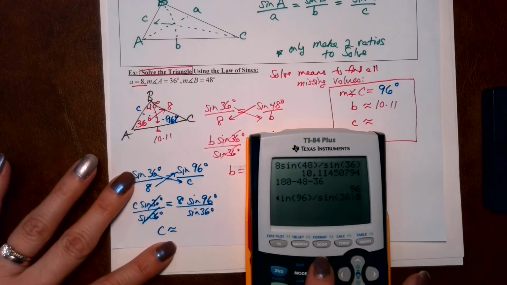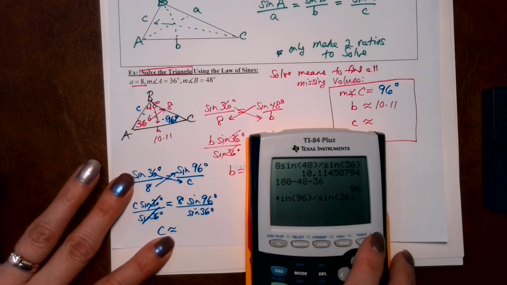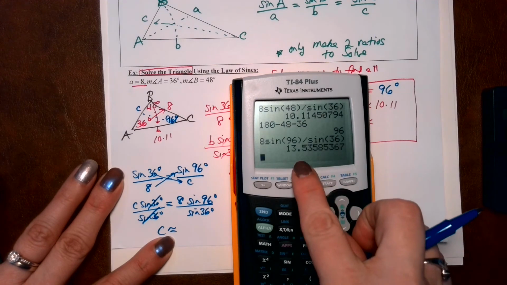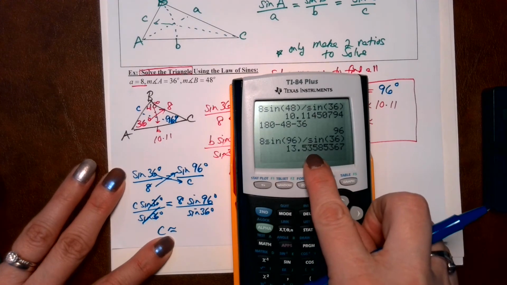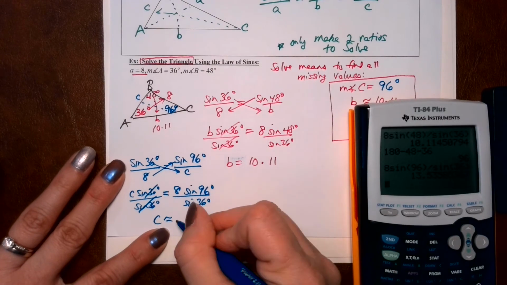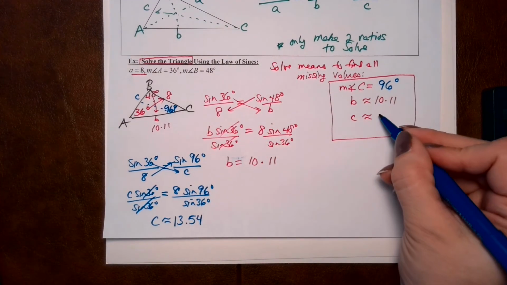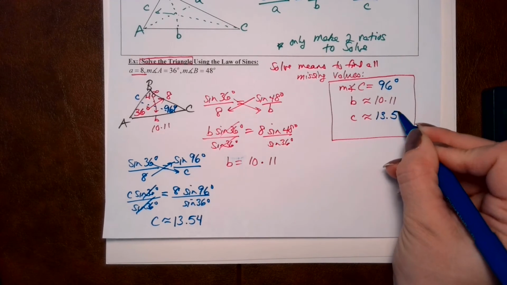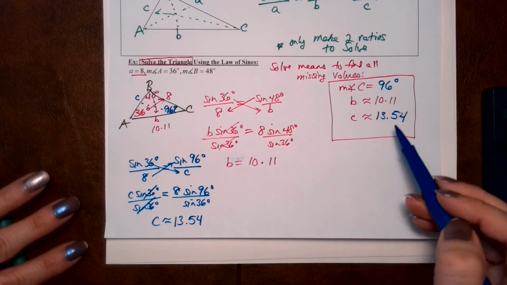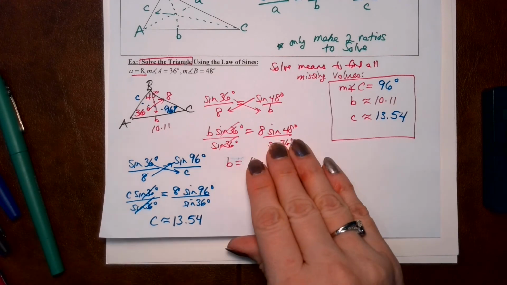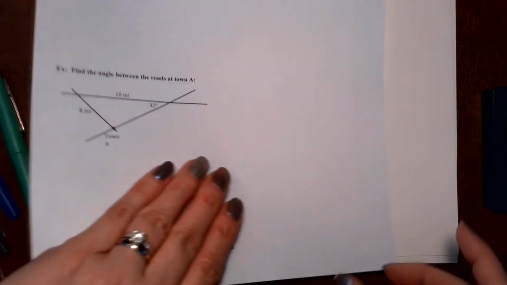Okay, so 8 times the sine of 96 divided by sine of 36, and we get 13.54, rounded nicely. And that's our third and final value for solving this triangle. Okay, please make an organized box of the 3 missing values. Okay, let's do another one.